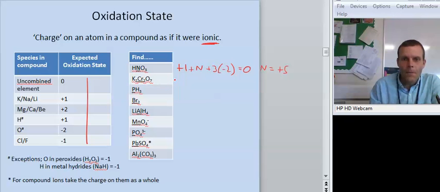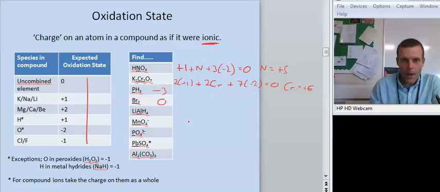Chromium in here, well, the potassium's going to be +1, and I've got 2 of those. I don't know what my chromium is, 2 of those though. And I've got 7 oxygens, -2. And again, that overall has to be equal to 0. So if I solve that, each of the chromiums is going to be in a +6 state. Phosphorus here is going to be -3. Bromine, it's an element, it's going to be 0.